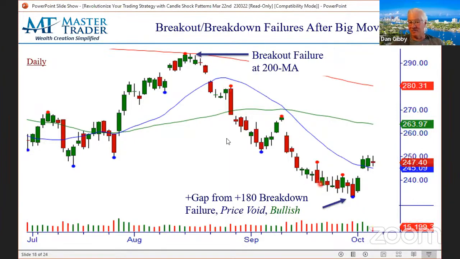Here on the bottom, nasty downtrend, 180 reversal. Would I buy right here? The answer is no. Yes, I got a 180, but it's a 180 in a downtrend with no price void. And now you have my attention when it gaps up, because I have this price void over here.